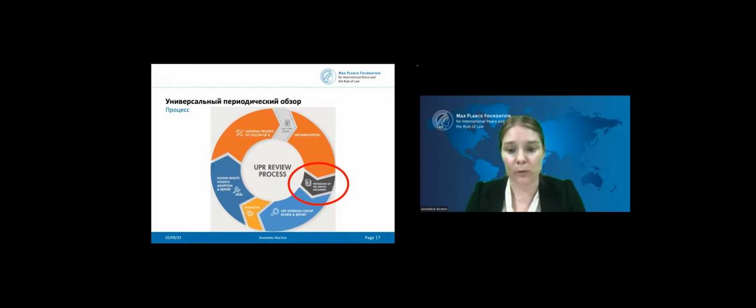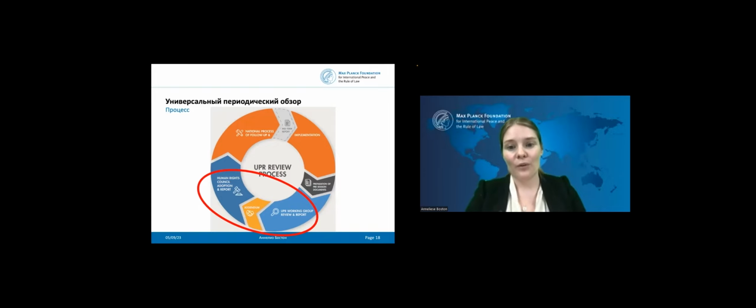So it's also possible to arrange pre-sessions in your own country. You could organize a meeting inviting NGOs and civil society and then permanent representatives of the embassies in your country. For example, in New Zealand, the Human Rights Commission organized a pre-session in the capital, Wellington, prior to New Zealand's third Universal Periodic Review. And this was very successful in having a dialogue between civil society and embassies that were in New Zealand. So you may like to consider holding your own session in Kyrgyzstan.